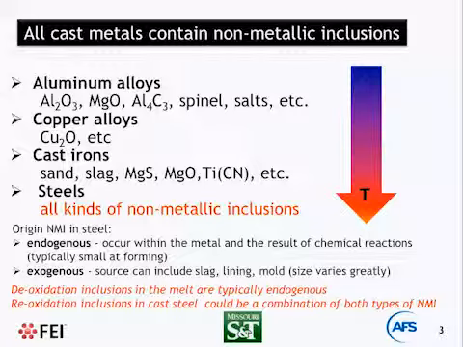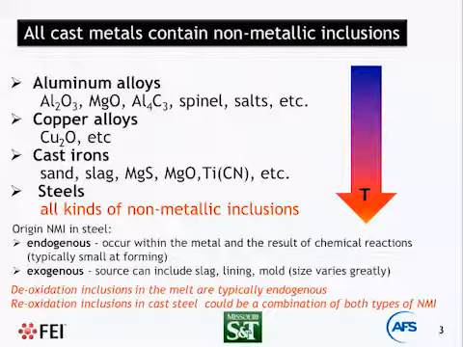However, this is not the case for steel foundries. Here we experience all kinds of non-metallic inclusions. And the main reason for this is the difference in melting process temperature. We can divide the origin of non-metallic inclusions in steel into endogenous, which occur in situ within the metal as a result of different chemical reactions. Typically these inclusions are small at forming. Interestingly, many endogenous inclusions come from our deoxidation practices.